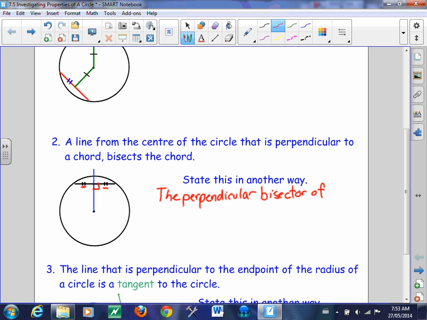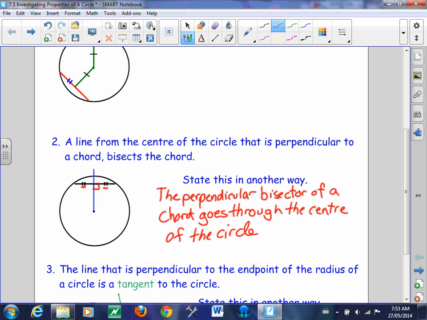of a chord goes through the center of the circle. Okay, all right, there's property 2.